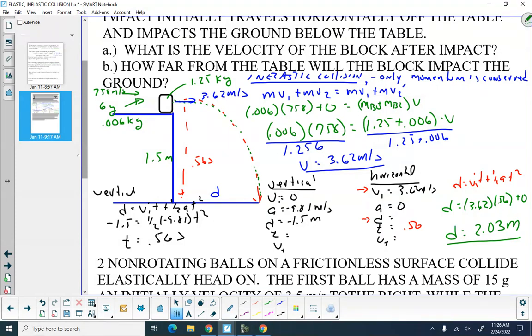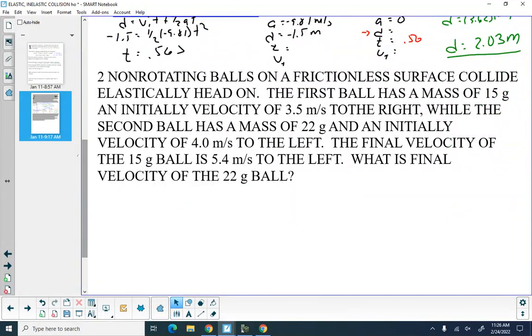I think we will stop there today. See what you can do with this last problem here. We'll start with that tomorrow.